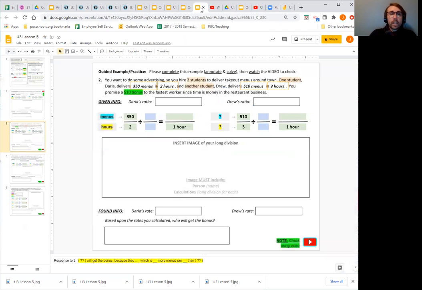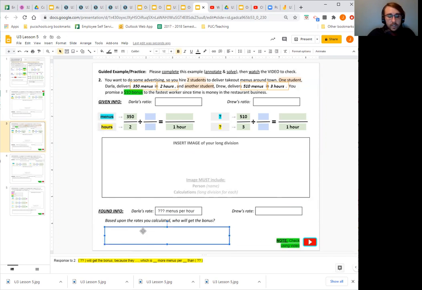Let's just take a quick look at your slide to see generally what it should look like. So you're going to have 100-something menus per hour for Darla, and then something similar for Drew based upon your division.